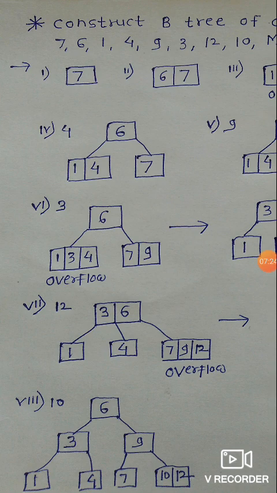Once again I would like to revise what we mean by B tree. B tree is M ordered search tree in which every node can have maximum m minus 1 keys, and if a node has m minus 1 keys, it is having number of children equal to m. All keys are at the same depth.